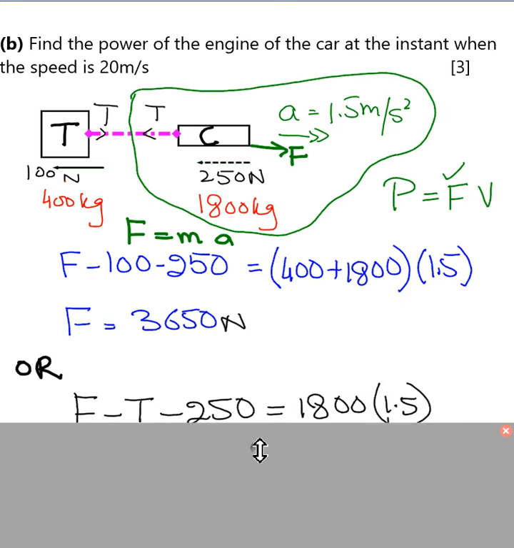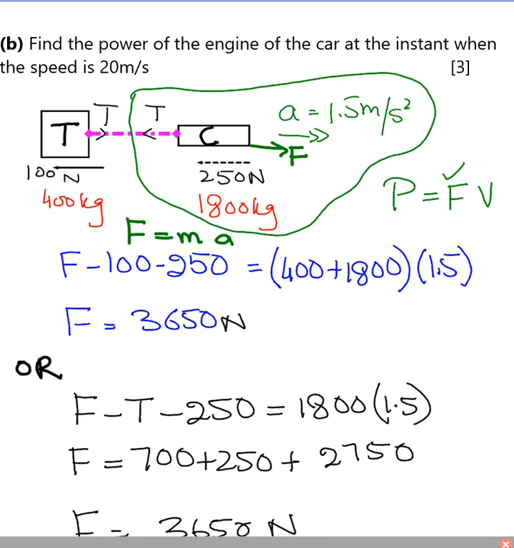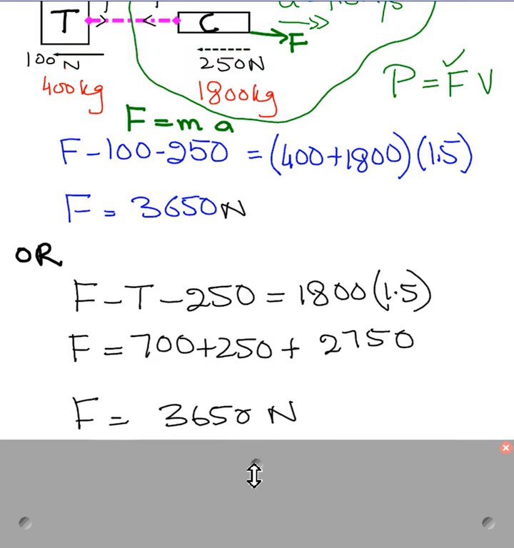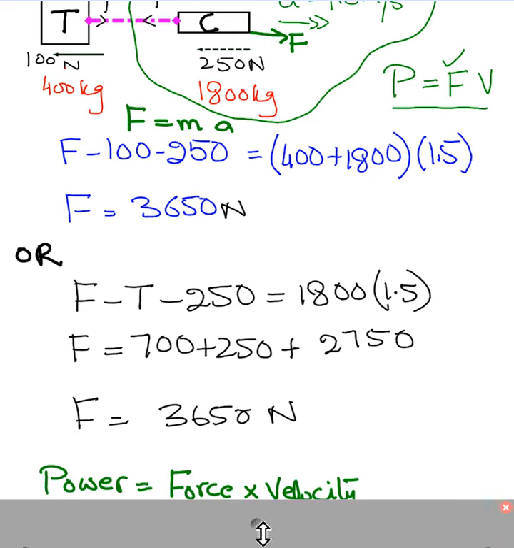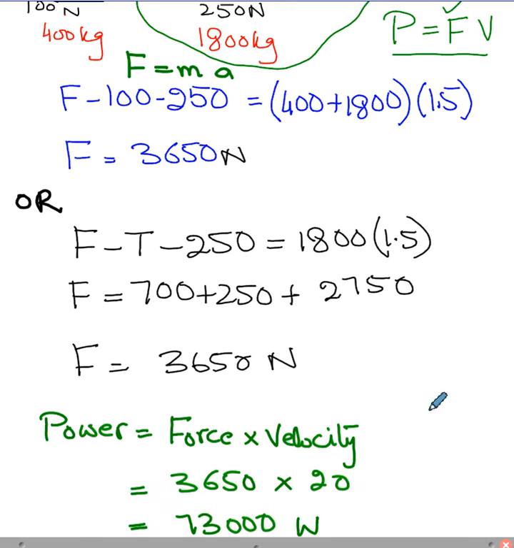Using the same Newton's second law of motion, now it will be F minus T minus 250, right? Forward force minus backward forces equals ma. And T we have calculated in part 1, which was 700 Newton. So you'll plug in the value and you will calculate. It will be 3650 Newton, the same. Now you have to find the power. So you can use the equation power equals force times velocity and plug in the values. And you will get the power, which is 73,000 watts, or you can write 73 kW, which means kilowatt. So both ways you can use it.